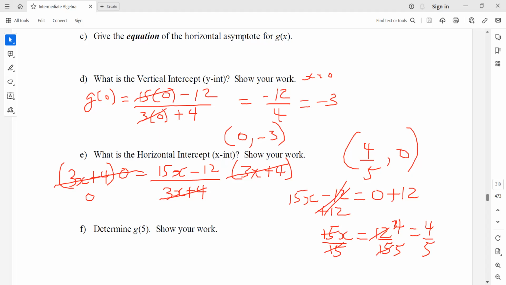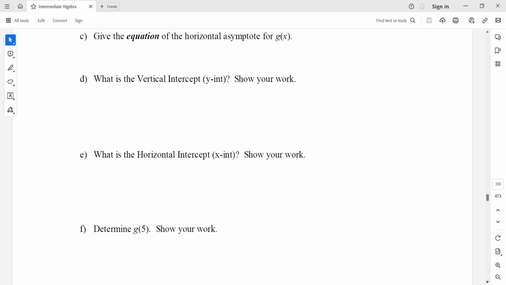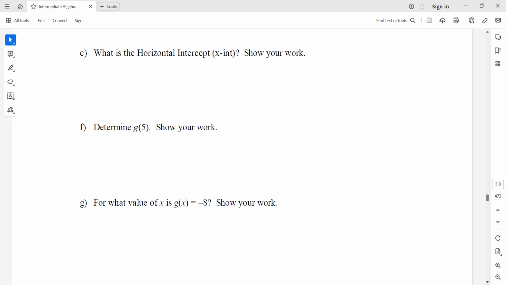Now I'm going to skip F and G because I think you should be able to do that. But if you want the answers, G of 5 should give you x equals -20 over 39.